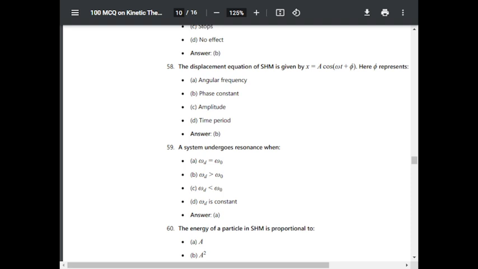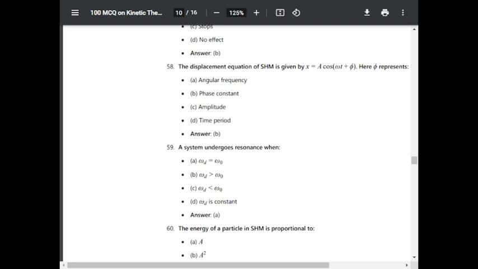Question number 58. The displacement equation in SHM is given by x = A cos(ωt + φ), where φ represents: option A, angular frequency; option B, phase constant; option C, amplitude; option D, time period. The correct answer is B, phase constant. For the displacement equation x = A cos(ωt + φ), φ represents the phase constant.